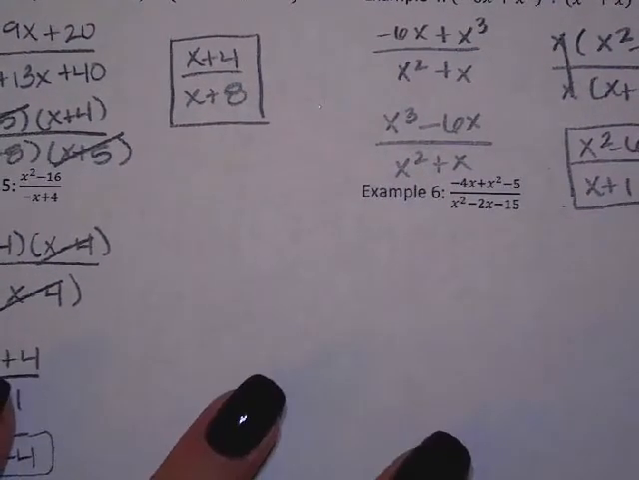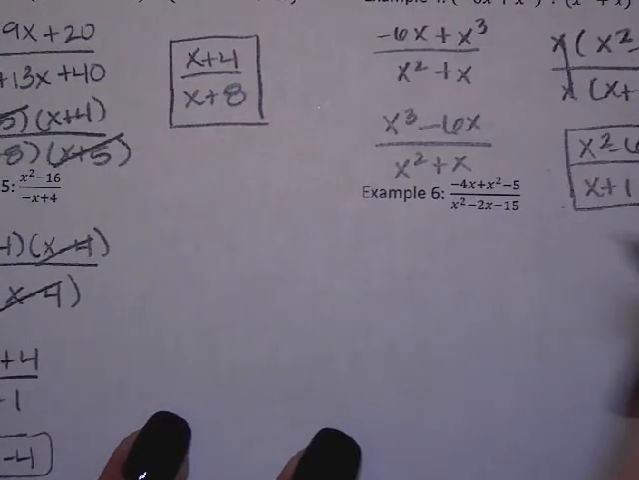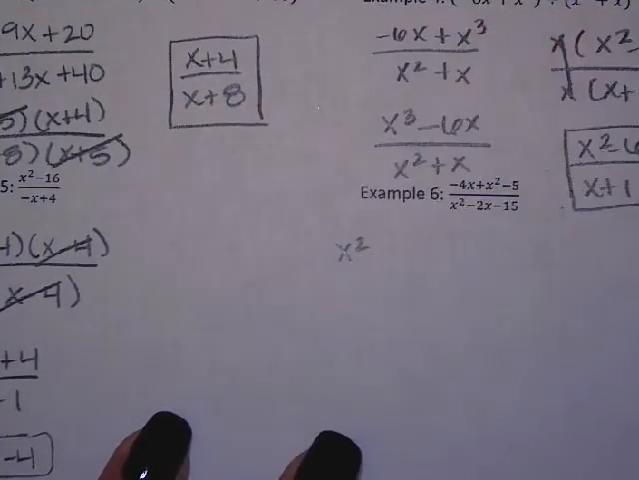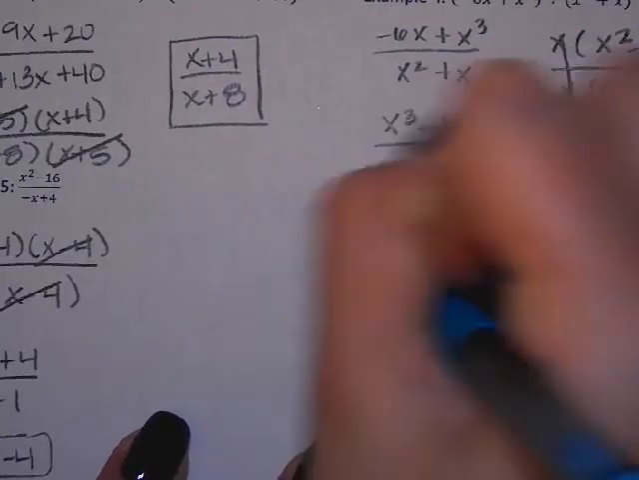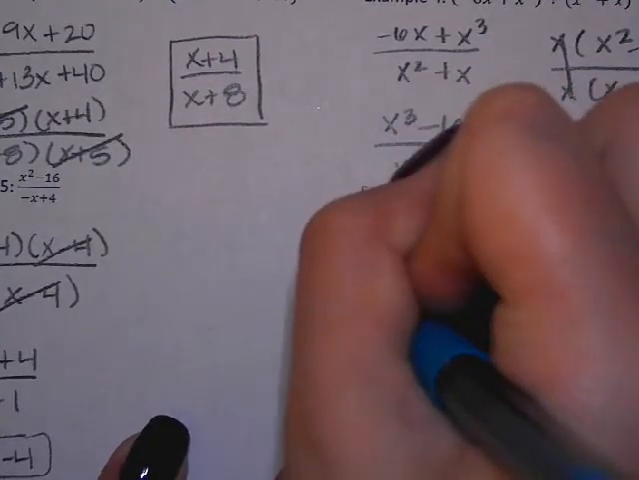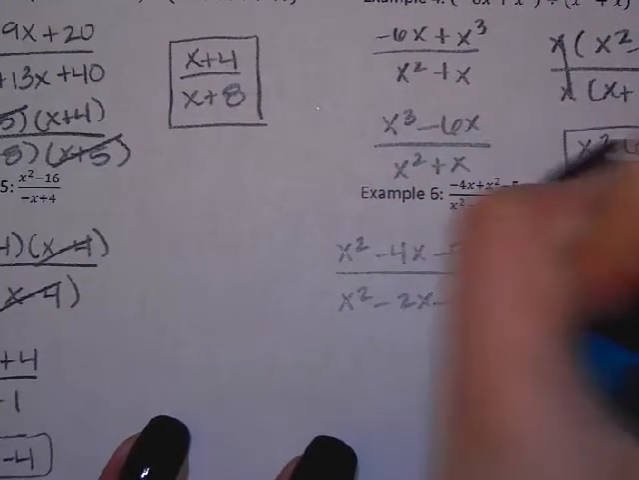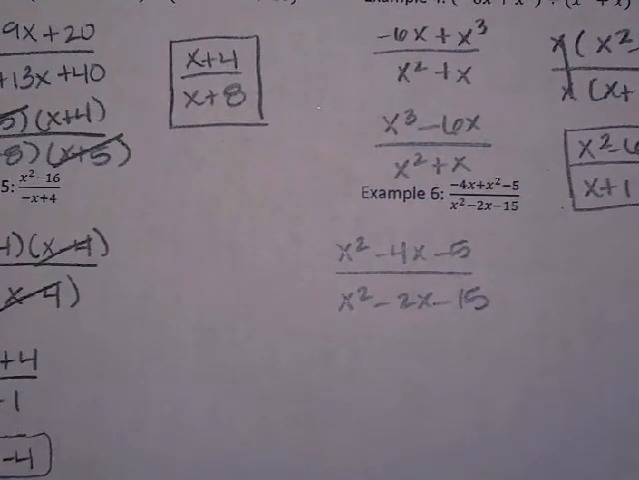Example 6. It's written as a fraction. What do we do next? It is not in descending order, so we're going to fix that. We got x squared, then negative 4x, then negative 5. And then we got x squared minus 2x minus 15. Okay. And then what do?